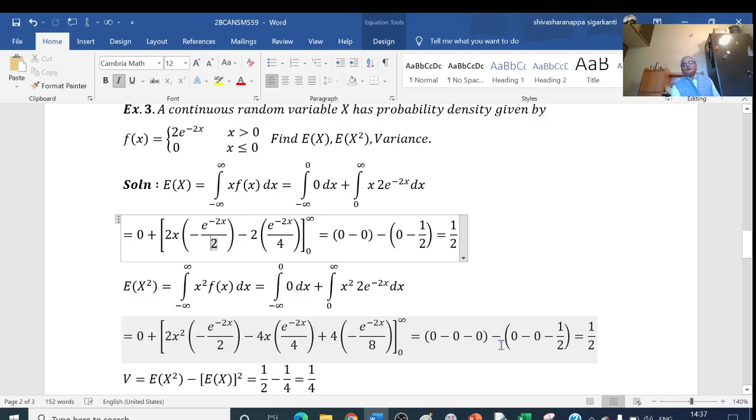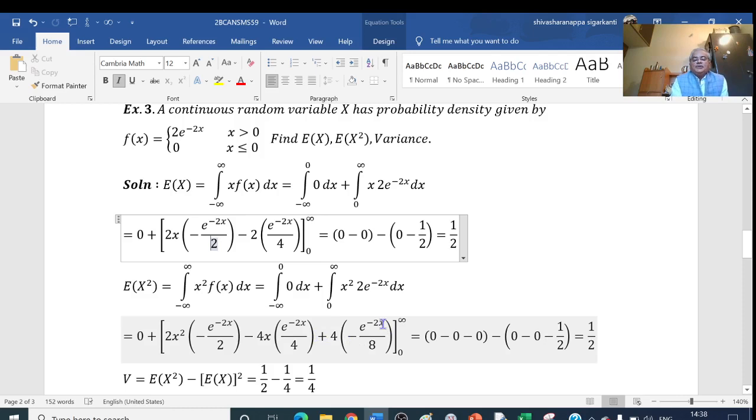What about the lower limit? Put x equal to 0. If you put x equal to 0, this becomes 0. 0 into this term is 0. Again here we have x, this is equal to 0. Therefore this into this is equal to 0. Plus we are getting some value here.